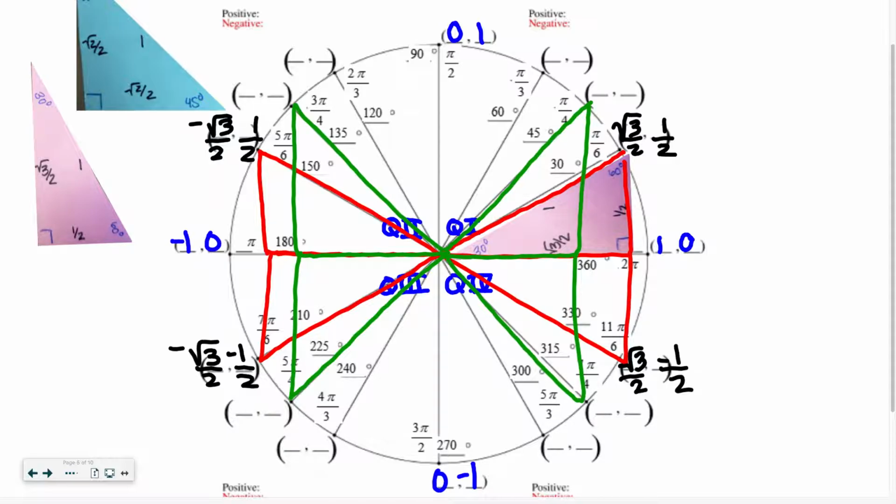I'm going to let you do both of the other families. Fill in all the coordinates around the unit circle. Let me know if you have questions. Ask your pod if you have questions. We will help you.